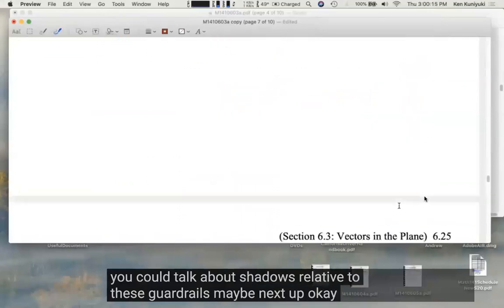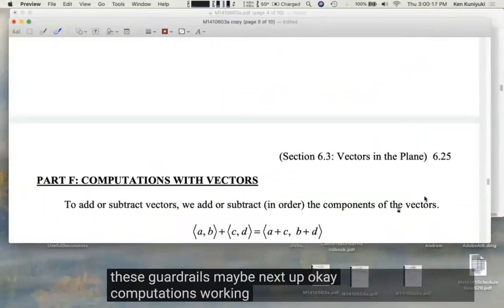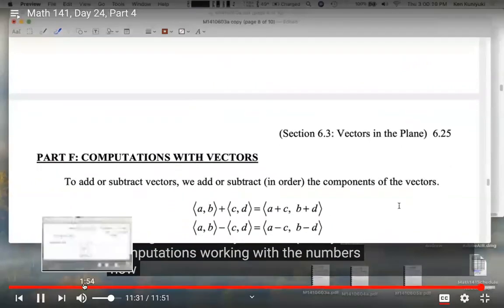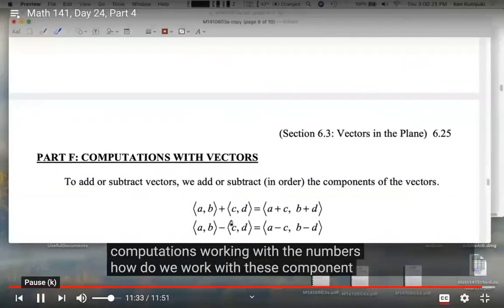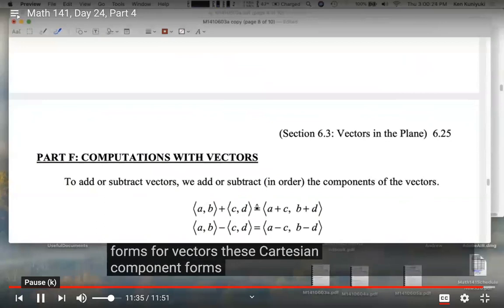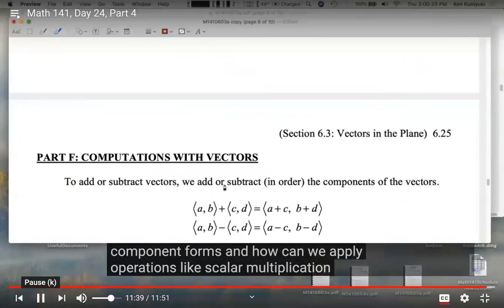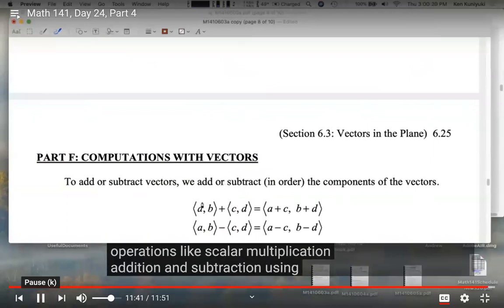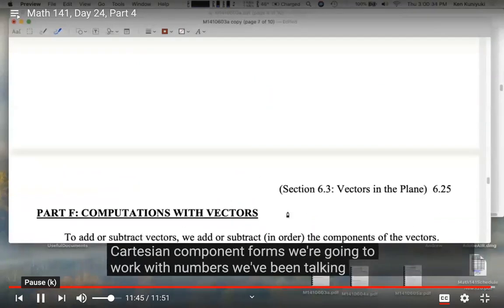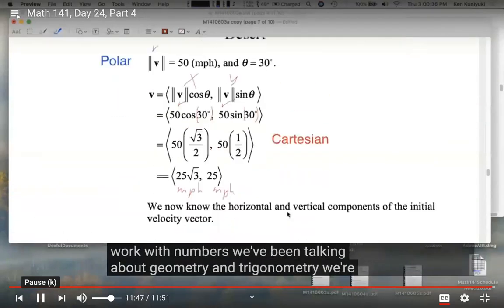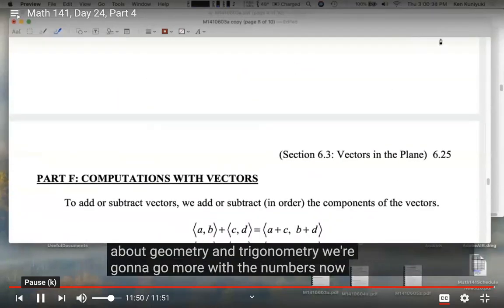Next up, okay, computations, working with the numbers. How do we work with these component forms for vectors, these Cartesian component forms? And how can we apply operations like scalar multiplication, addition, and subtraction using these Cartesian component forms? We're going to work with numbers. We've been talking about geometry and trigonometry. We're going to go more with the numbers now. All right, any questions?